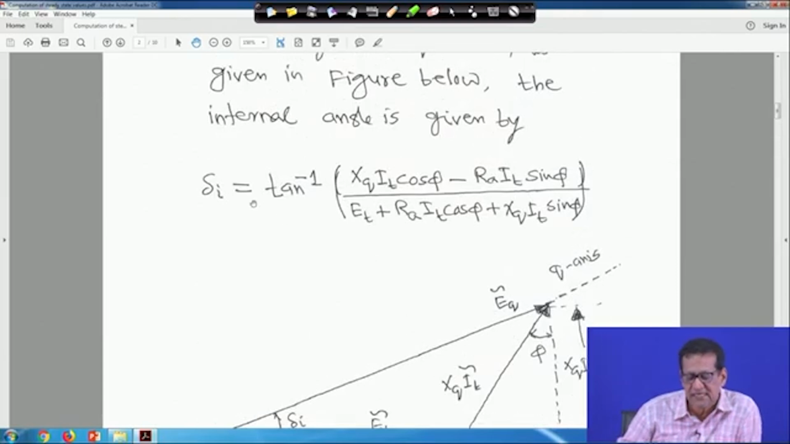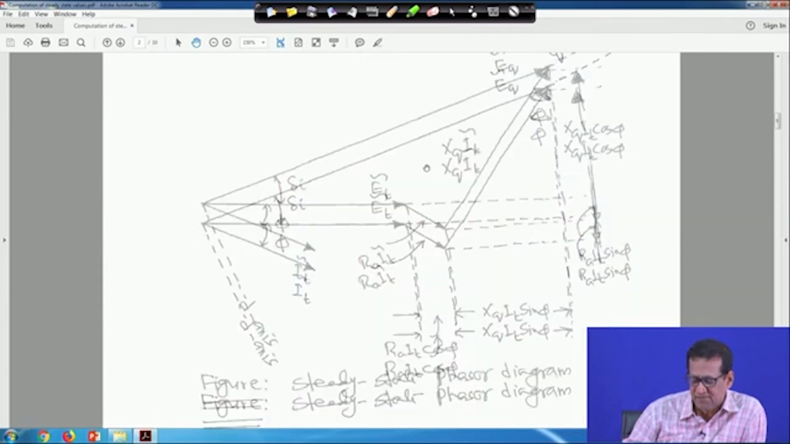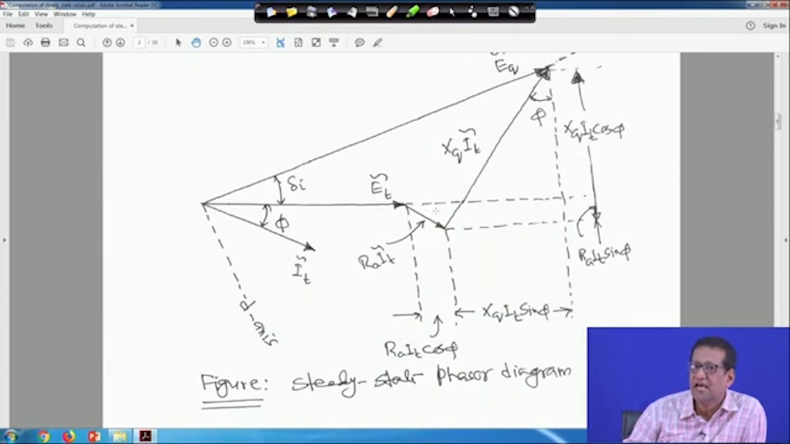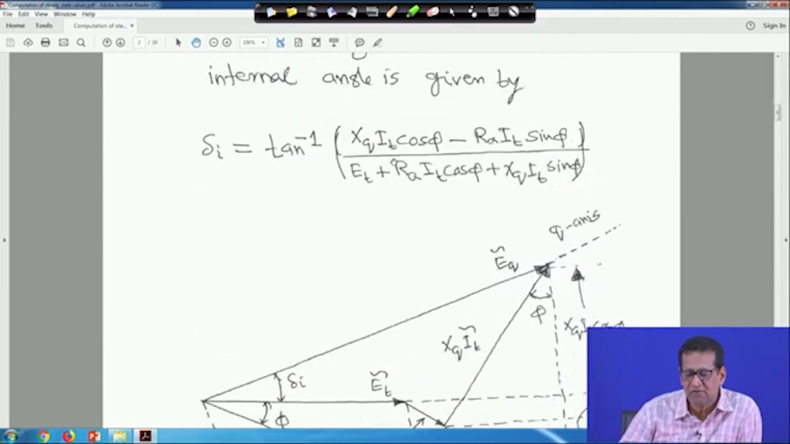That is tan delta I will be XQIT cos phi minus RAIT sin phi divided by ET plus RAIT cos phi plus XQIT sin phi, that will be delta I is equal to tan inverse of XQIT cos phi minus RAIT sin phi divided by ET plus RAIT cos phi plus XQIT sin phi, right. So, this is simply the steady state phasor diagram, that is how to compute delta I.